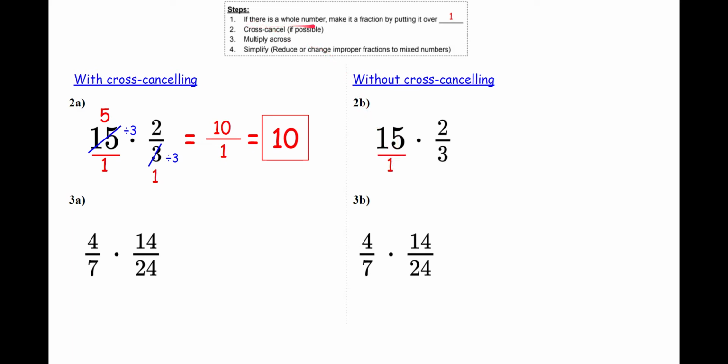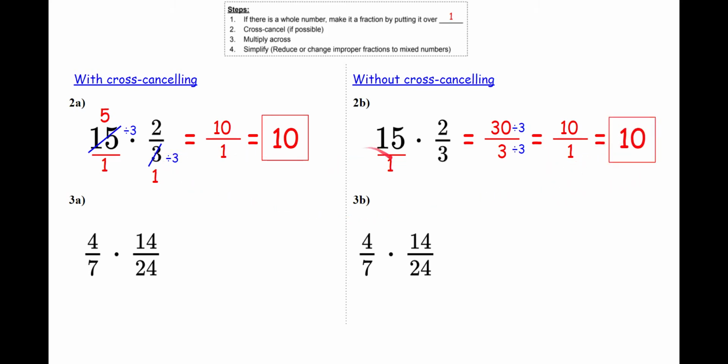Let's try it without cross-canceling. Again, we're going to start off by putting it over a 1. And then we're going to do what we usually do, which is multiply straight across. 15 times 2, which is 30. 1 times 3, that's 3. And we do have to reduce this. And what goes into 30 and 3? Well, 3 does. So divide the top by 3 and the bottom by 3. 30 divided by 3 is 10. And 3 divided by 3 is 1. And again, 10 divided by 1 is just 10, so that's our answer.